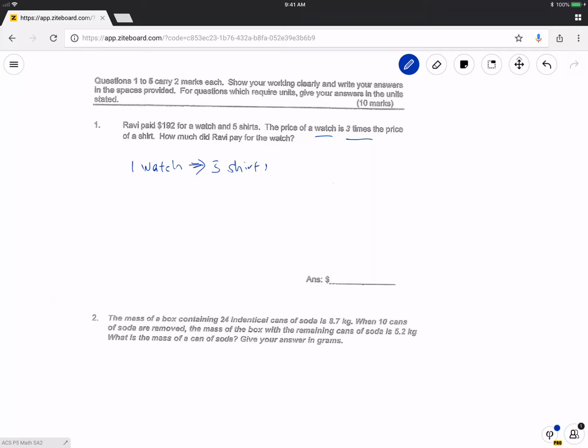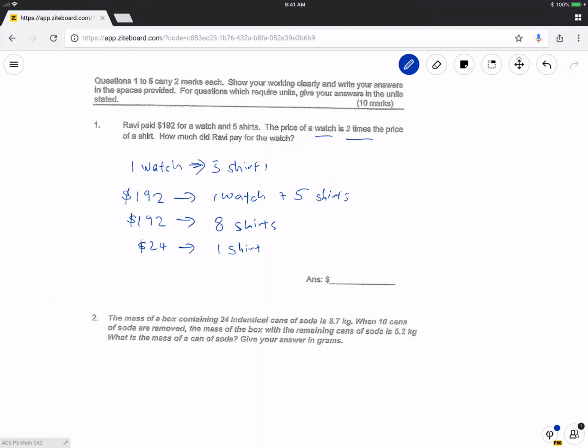Now if he paid 192 for a watch and 5 shirts, so this is like $192, one watch plus 5 shirts, right? And remember, this one watch is the same as 3 shirts, so 192 is actually equal to 8 shirts, right? So what is the price of one shirt? We just take 192 divided by 8, you get $24.